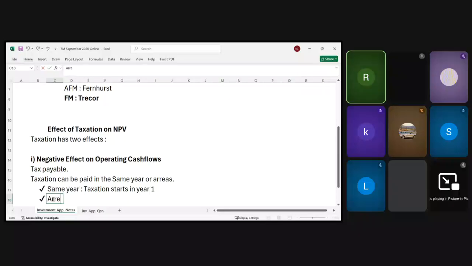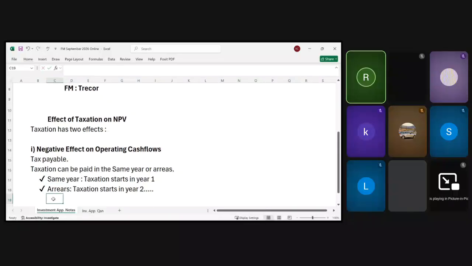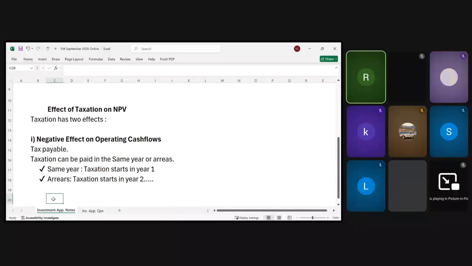Arrears. If we are paying taxation in arrears, it means taxation starts in year two. What does that mean? If you are paying in year two, it means that cash flows in year one are going to be taxed, and we are going to pay that tax in year two. That is very important.